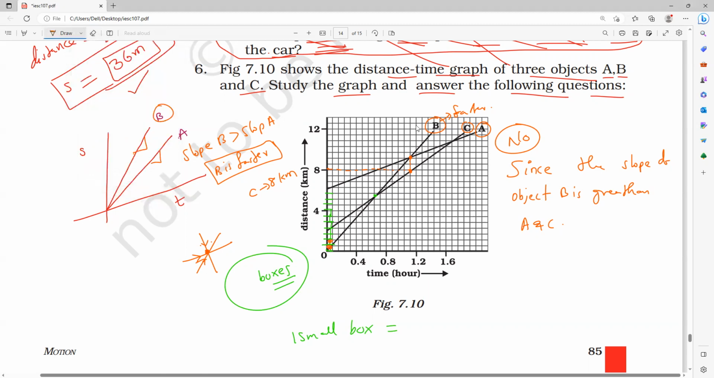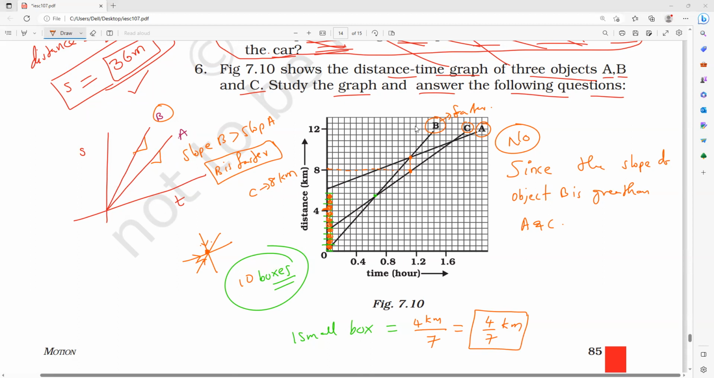1 box, 2 box, 3 box, 4 box, 5 box, 6 box, 7 box, 8 box, 9 box, 10 box. So totally how many boxes? 10 boxes. Clear? Now 0 to 4, how many boxes? Everybody check it. 7 boxes. Means one small box is equal to 4 kilometers divided by 7, which is equal to how much? 4 by 7 kilometer. Is it right or wrong? Yes, please respond, guys.